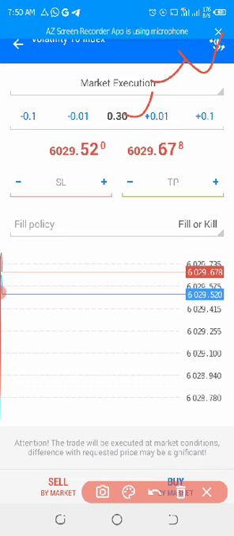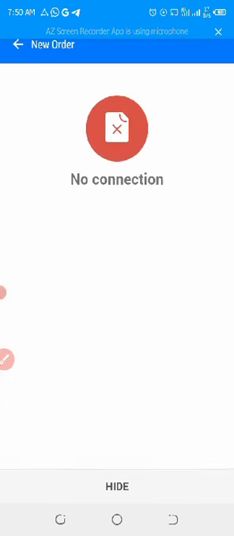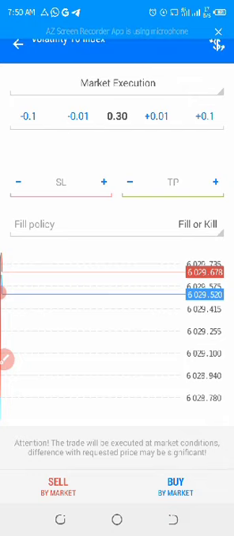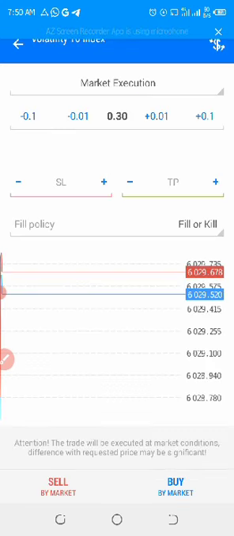So after that, now the trend is a buy trend, so you click on buy. When you click on buy, it's going to execute. It will automatically bring you into the market. Then you allow it to run. After that, you can put your stop loss and take profit.